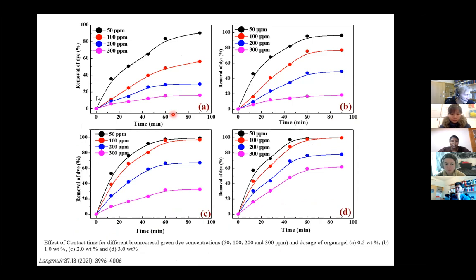We also found the optimized concentration of gel which we have to use for the experiments. So this is for 0.5 weight percentage, 1 weight percentage, 2 weight percentage, and 3 weight percentage of the gel. We don't see much of a difference between 2 and 3 weight percentage, and so we have selected 2 weight percentage of the organogel as our optimized concentration for these experiments.